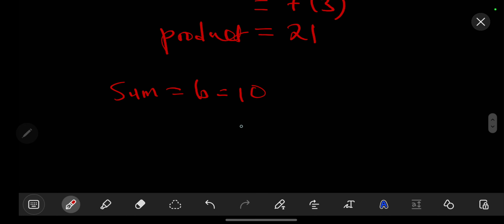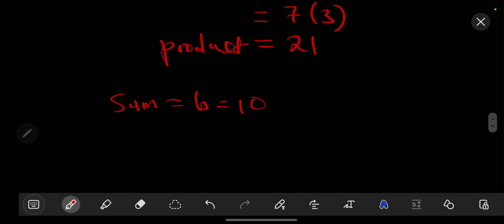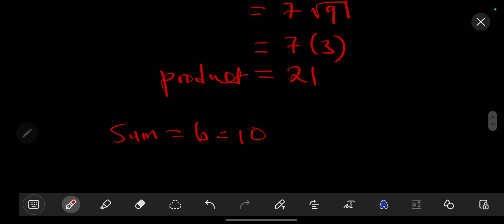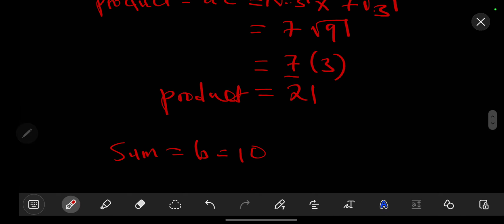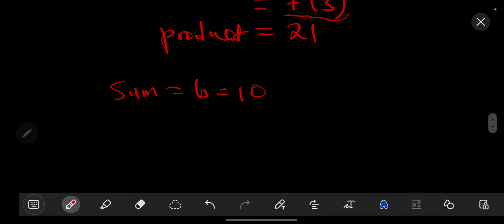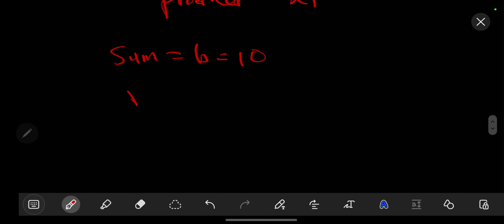Then our factors are the values which, when we add them, give us 10, but when we multiply them, give us 21. So you can take these values from here. If you add 7 plus 3, it's 10. If you multiply, it's 21. So our factors are equal to 3 and 7.